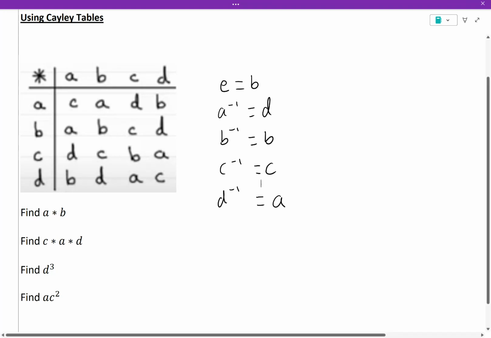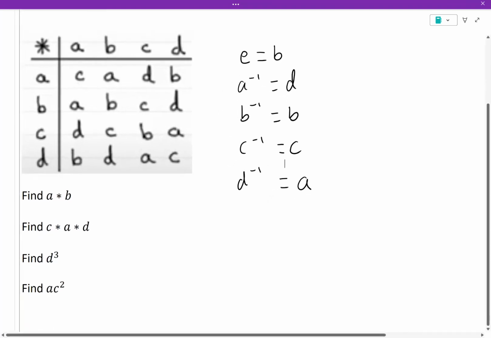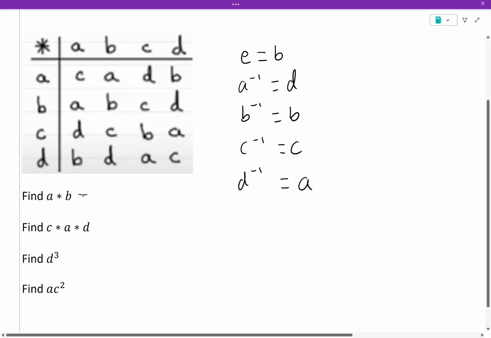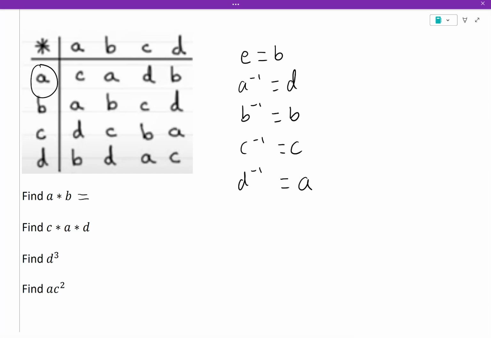Now, some other things we can do is we can actually do the combining under the binary operation using the Cayley table. So if we're asked to find A combined with B, I don't need to do any calculations. A is my left element here, B is my right element here. So therefore the output would be A.